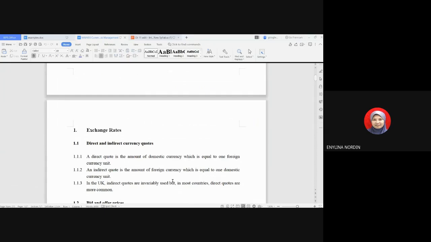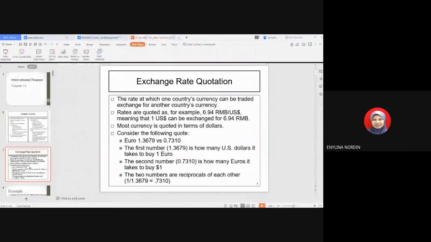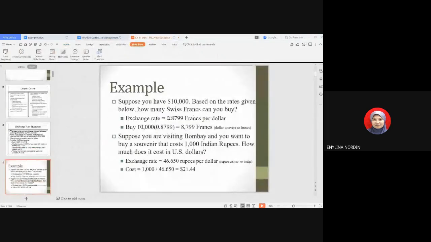So that is what we mean by direct and indirect currency quotes. Most of the countries use direct quotes. So we go back to the slide, we go to the example.